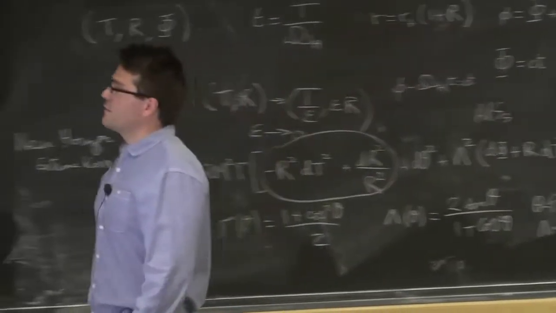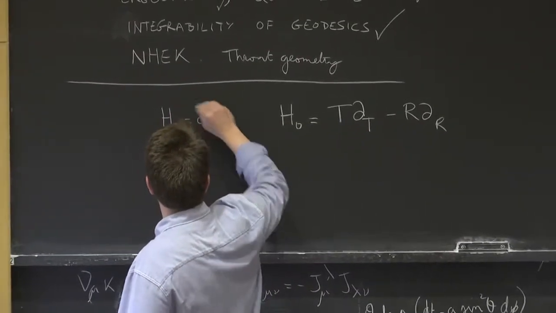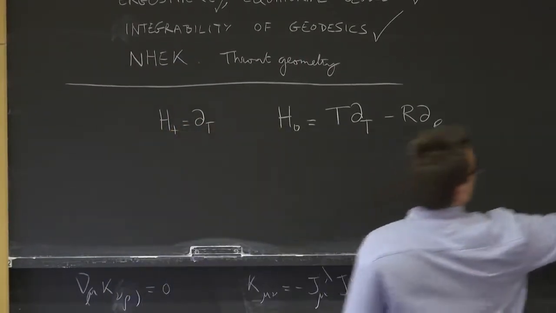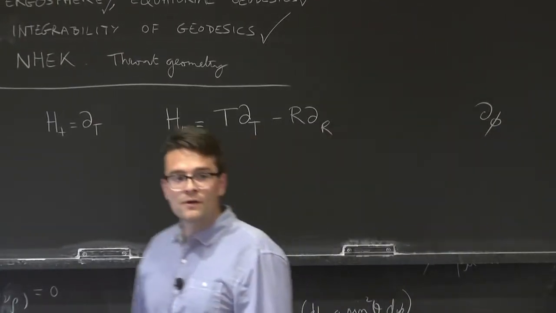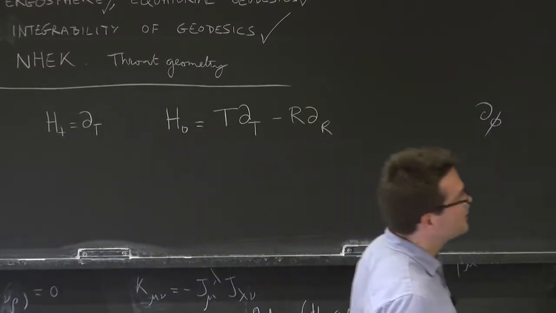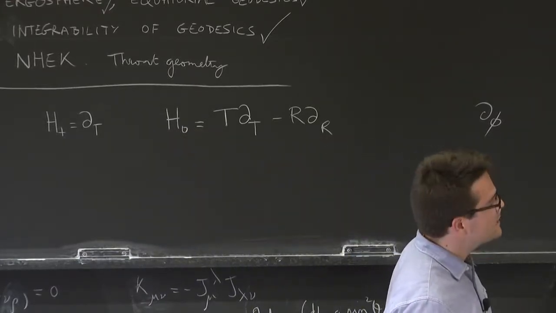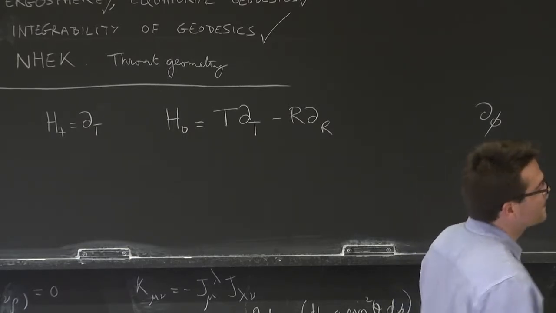So we still have the stationarity of the original Kerr black hole. We also have the axisymmetry. But now there's a new vector field of dilations. And it turns out that's not the end of the story, although it's hard to really say why.